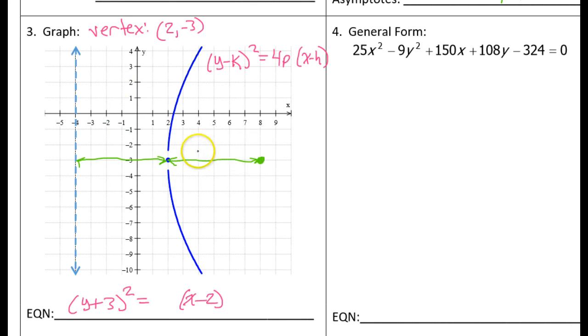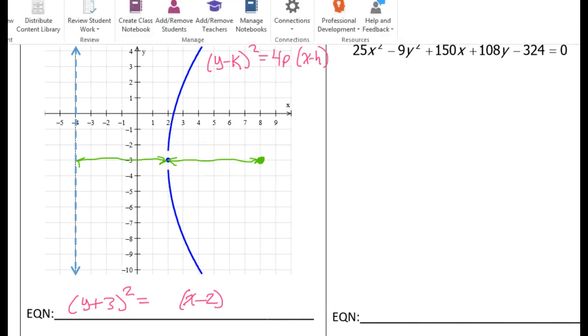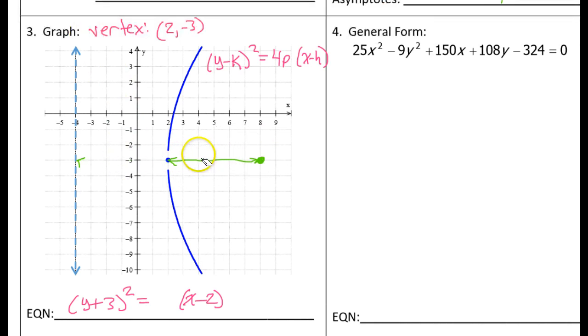Now again, the p value is going to be the distance from the vertex to the focus. So the direction is very important. From the vertex to the focus is positive 6. So that's why p is equal to 6. If this were going to the left, I would have to say negative 6. So p is 6, which means that 4p is equal to 24.